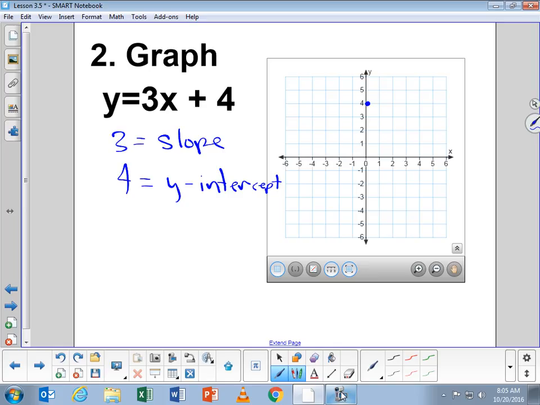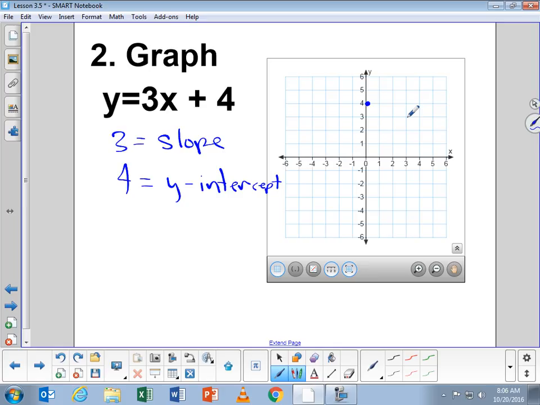Can someone tell me what do I do now? I got a dot. I need a line. Jacob? If you're going down, go over 3 and down 1. Or if you want to go to the left, go over 3 and up 1. So if I go to the right, you say I can go over 3 and down 1? No, it's right. It's rise over run, and so you put 3 over 1.